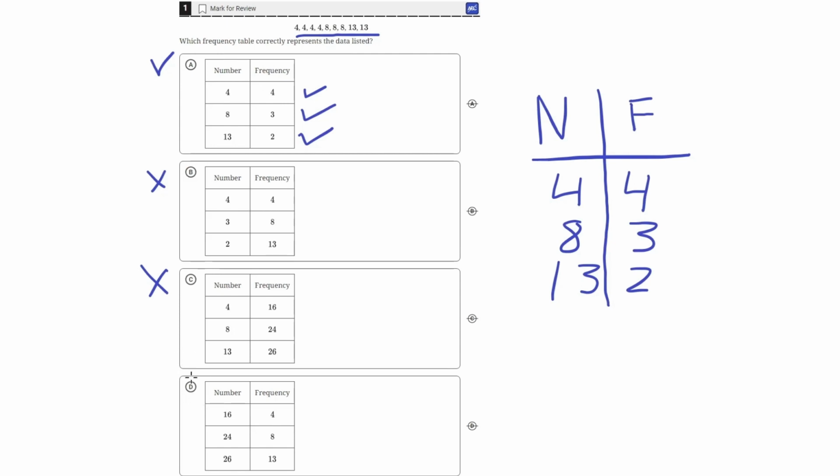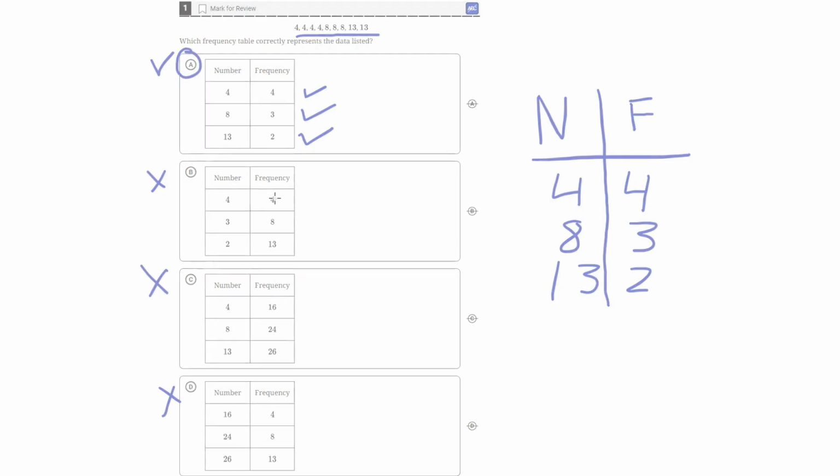Answer choice D says that the number 16 appears 4 times, which is incorrect because the number 16 doesn't appear at all. So answer choice D is incorrect, which means answer choice A is the correct answer.